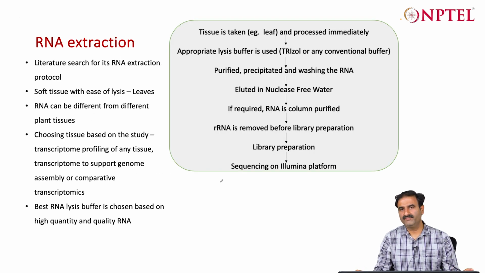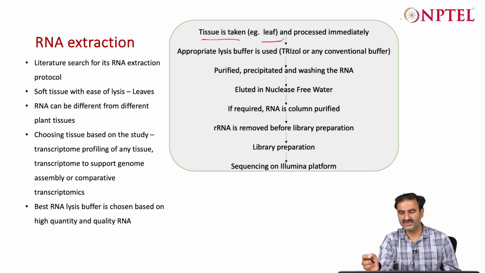Okay, so basically for doing the transcriptome, an appropriate tissue should be taken. For example, leaf is one of the tissues and should be processed immediately. Then, using the appropriate buffer, like TRIzol or any other conventional buffer or a kit, RNA is extracted, purified and washed. Then it is eluted in nuclease-free water, because you don't want degradation, and if required, it is also column purified.